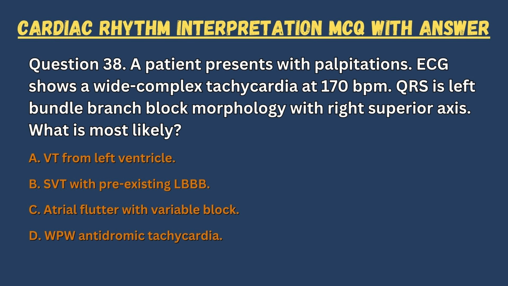Question 38. A patient presents with palpitations. ECG shows a wide complex tachycardia at 170 BPM. QRS is left bundle branch block morphology with right superior axis. What is most likely? A. VT from left ventricle. B. SVT with pre-existing LBBB. C. Atrial flutter with variable block. D. WPW antidromic tachycardia.